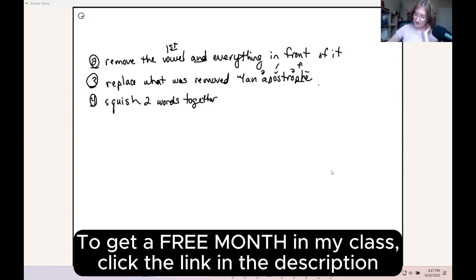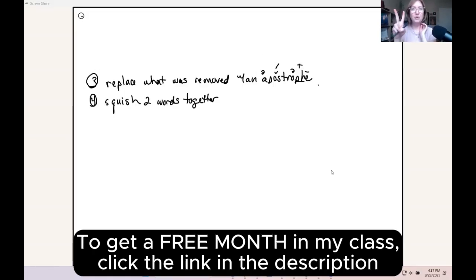Okay, now I'm going to erase the second rule. So step number 1, see if you can say it with me. Change the second word. Remove the first vowel and everything in front of it. Replace what was removed with an apostrophe and squish the 2 words together. Okay, I'm going to erase number 3.